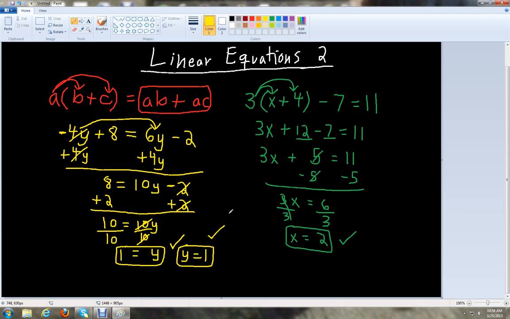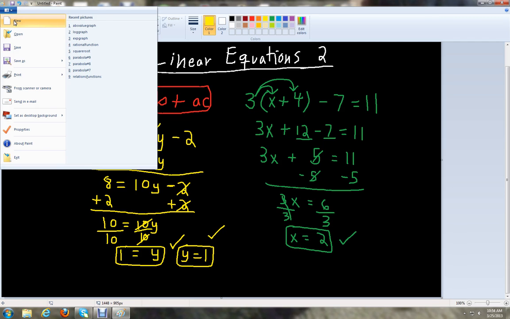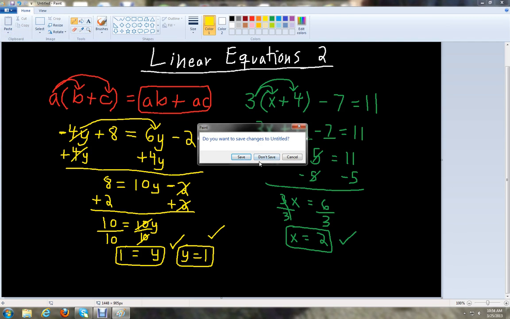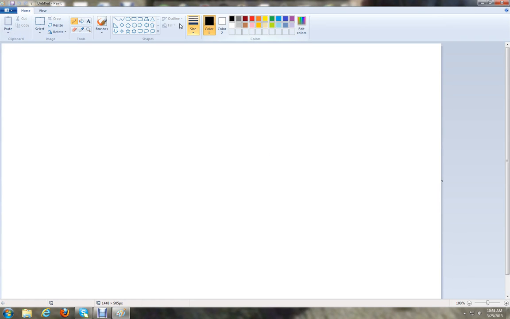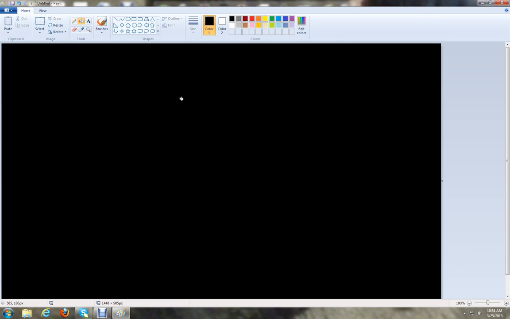Okay, so what we'll do is we'll start a new screen here to do one more problem. Okay, so for our last problem here, we'll do a different color, blue. This will be with fractions.